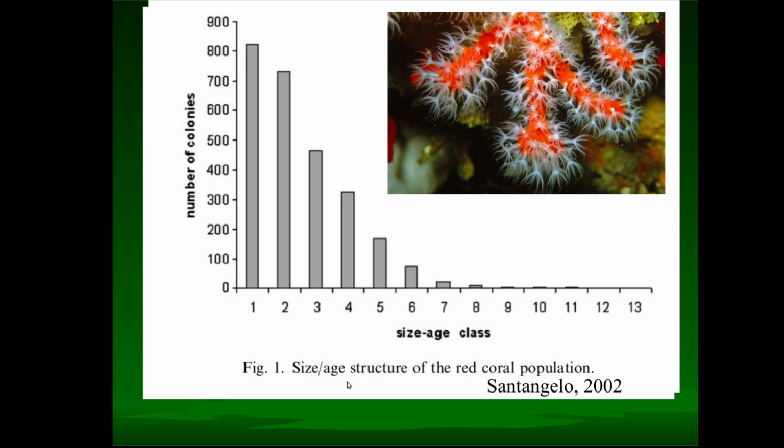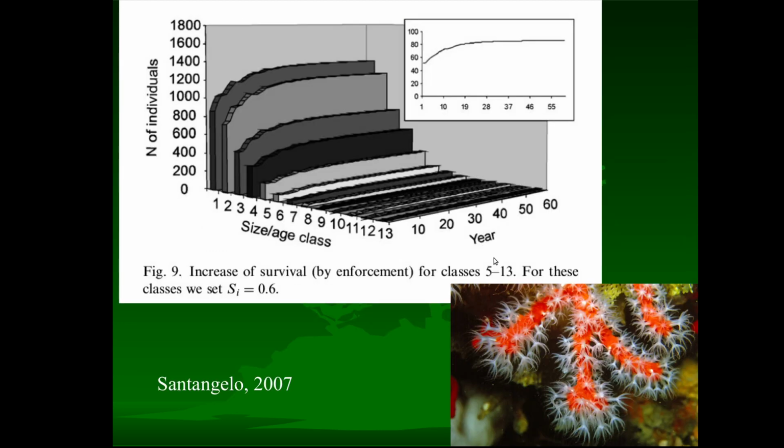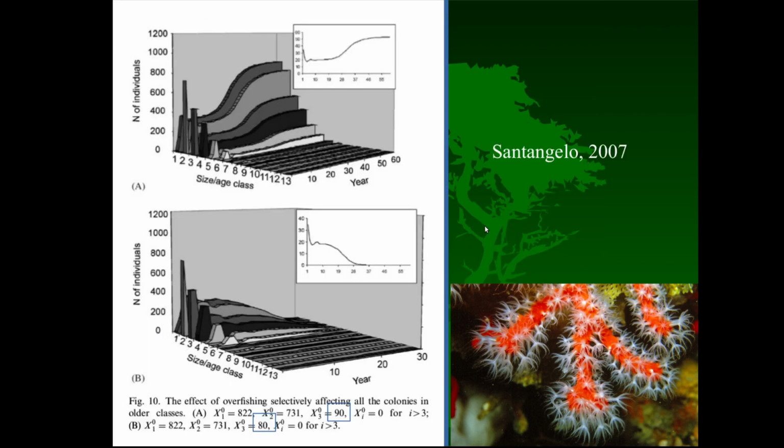So this is the size and age structure of a red coral population. These are from colony diameters. We're looking at the effect of harvest enforcement by rangers and how that affects the population trajectory, so we're looking at increase of the population over time for all these different age classes. And this is the effect of overfishing on the population trajectory over time in all the different age classes.